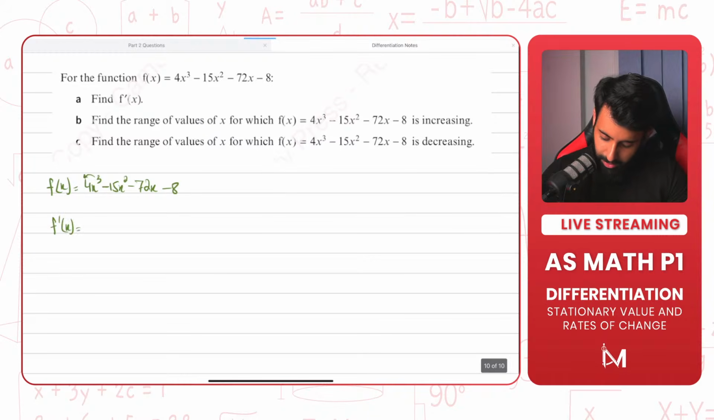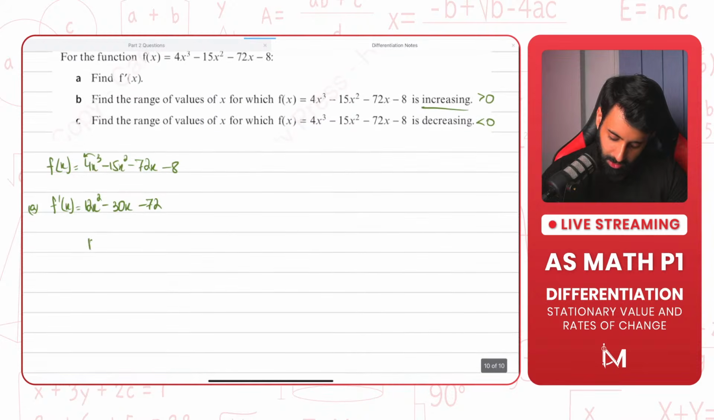So first of all, when we're doing part A, we'll differentiate it. So 4 into 3 is 12. So we have 12x squared minus 30x minus 72. And remember, an increasing function means that dy by dx will be greater than 0. Decreasing function means that it's going to be less than 0. So 12x squared minus 30x minus 72 greater than 0.